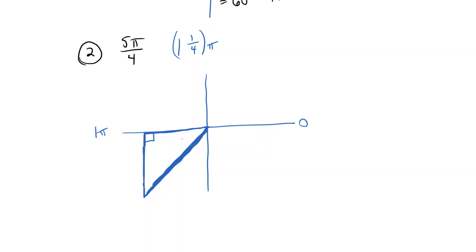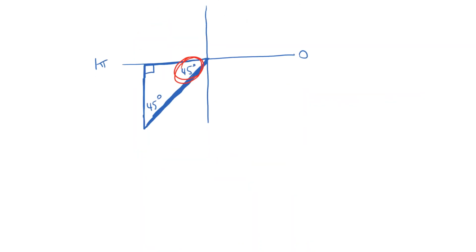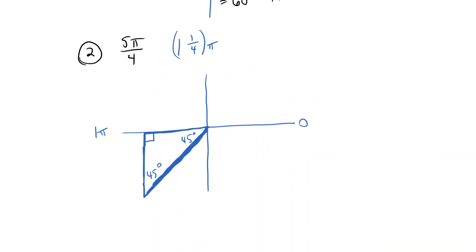Pi over 4s are 45 degree angles. So this is 45 degrees, this is 45 degrees. Notice that we always get this angle before we get this angle, right? In the previous example, we got our 60 degree before we determined our 30 degree. That's because it's rotation around the origin. So the same thing is true here.